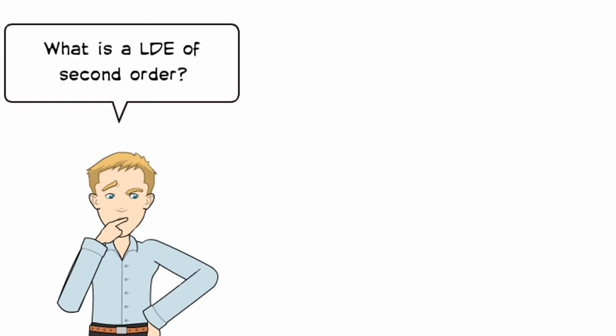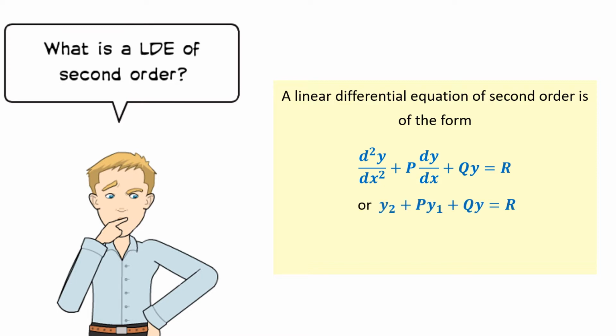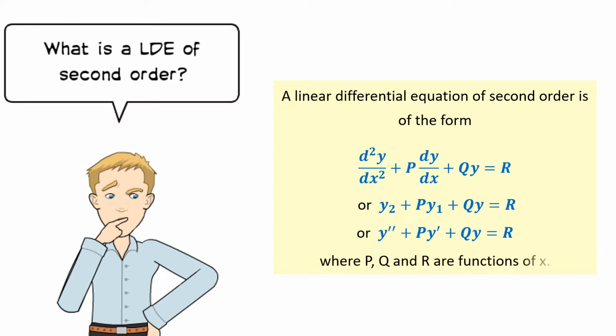First of all, we shall understand what we mean by a linear differential equation of second order. A linear differential equation of second order is of the form d square y by dx square plus p dy by dx plus qy is equal to r, or it can be written as y2 plus py1 plus qy is equal to r, or y double dash plus py dash plus qy is equal to r, where p, q and r are functions of x.